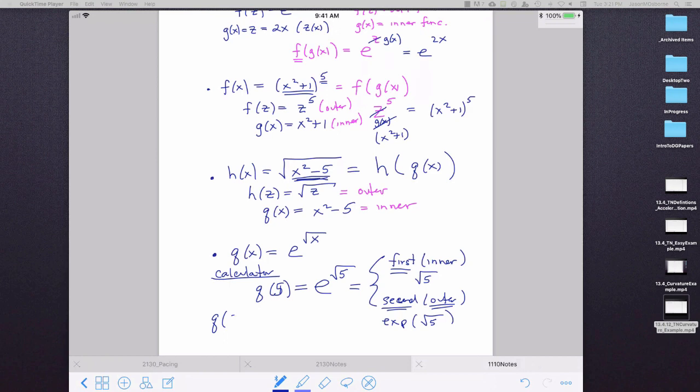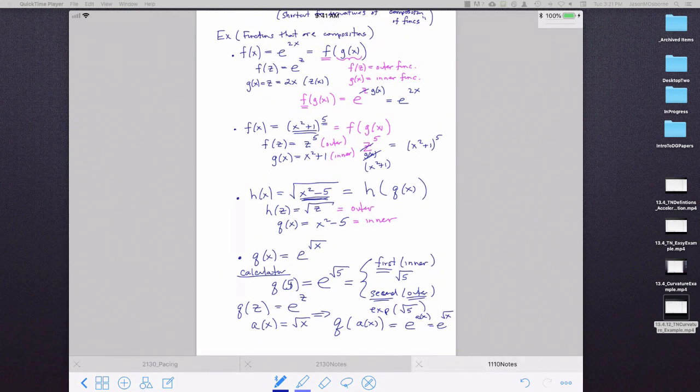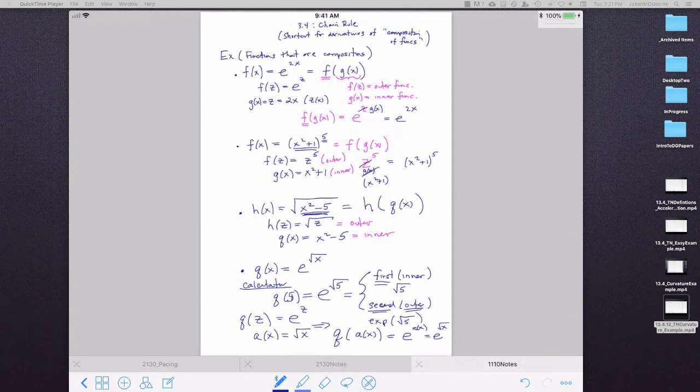And therefore, we could say that q of z is equal to e to the z. And the inner function, we'll call it a of x, is the square root of x. And therefore, when you put these two together, q of a of x is e to the a of x, but a of x was equal to the square root of x. So there's a quick review of compositions of functions, and it's exactly these kinds of functions that we need to talk about how to take the derivative of.